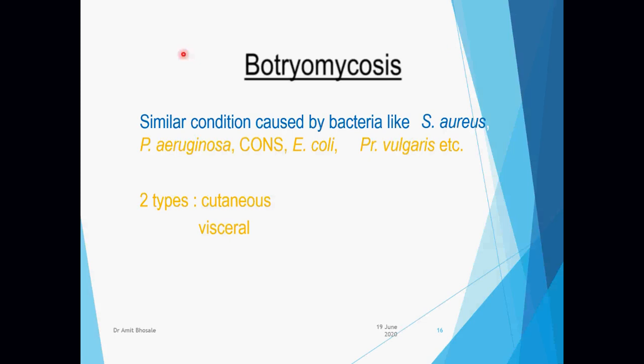And the third rare type of mycetoma is Botryomycosis. It is a similar condition but caused by routine bacteria. So the difference between actinomycetoma and Botryomycosis is that actinomycetoma is caused by filamentous bacteria, while Botryomycosis is caused by routine bacteria like Staph aureus, most commonly, followed by Pseudomonas aeruginosa, coagulase negative Staph, E. coli, Proteus vulgaris, etc. There are two types of Botryomycosis, cutaneous and visceral.